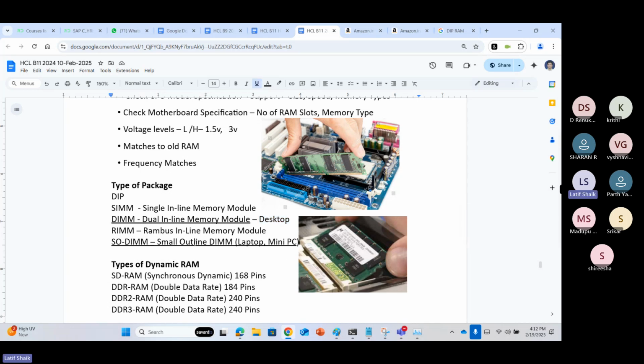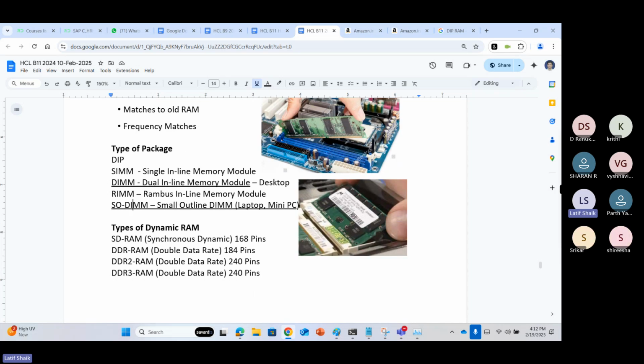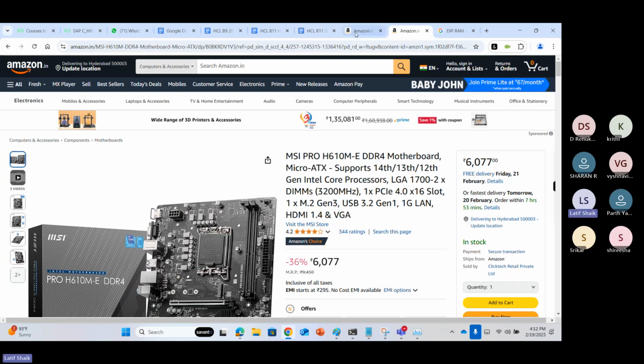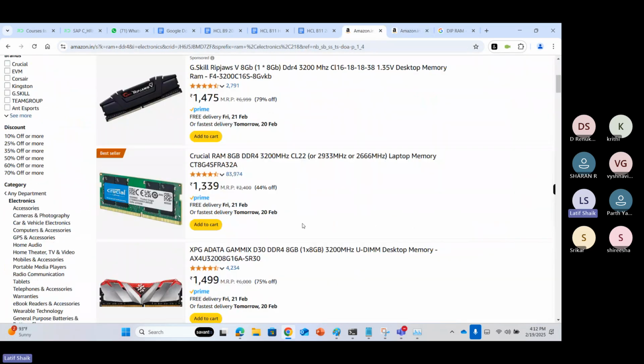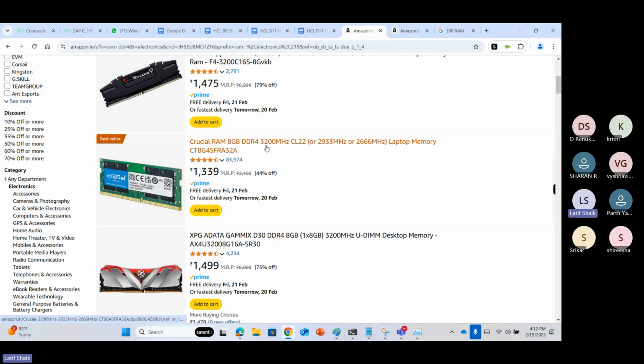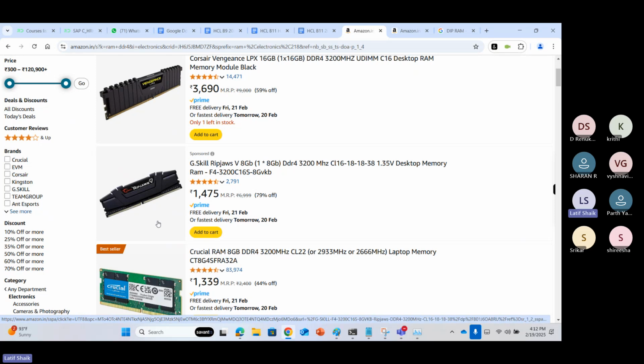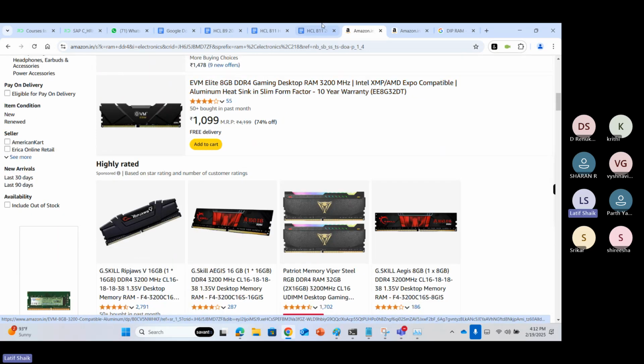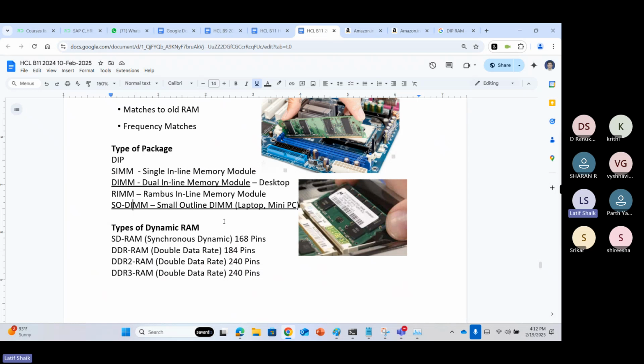Next one is SODIMM. SODIMM means small outline dual inline memory module. Used for laptops and mini PCs. For your laptop, SODIMM type of RAMs are used. So it is laptop memory. It is smaller in size. It's a SODIMM package. The desktop size is the big DIMM package. So what I'm trying to say is SODIMM is for laptop, DIMM is for desktop.